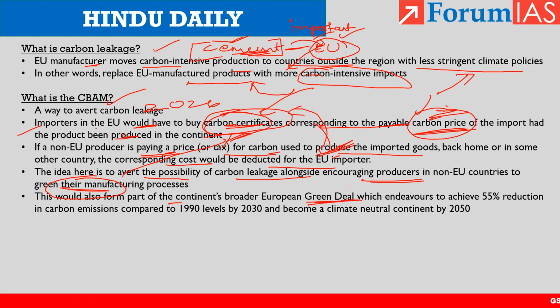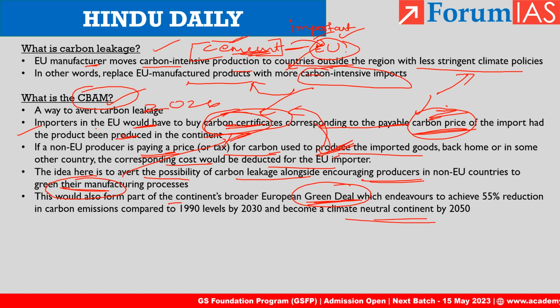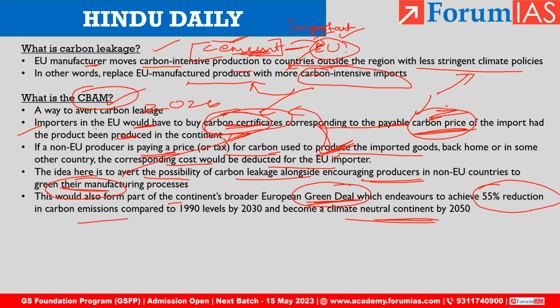This can be asked. Green deal is related to which? Similarly, CBAM is related to which? They can give you options: US, UK, EU, etc. The correct answer is EU. Right? So, the green deal is saying that EU will become a carbon climate neutral continent by 2050 and they will achieve 55% reduction in carbon emissions compared to 1990 levels by 2030.